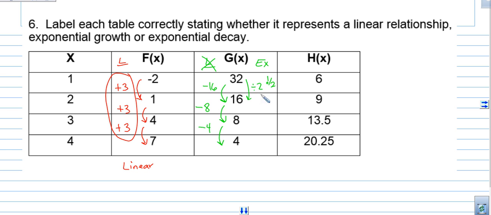And you can find that by going 16 divided by 32, and that reduces to 1/2. Same thing here. Take 8 divided by 16, you get 1/2. And 4 divided by 8, you get 1/2. And they're all continuing down. Notice how they're all 1/2. And so that must mean it's exponential. And then since 1/2 is less than 1, it's exponential decay.